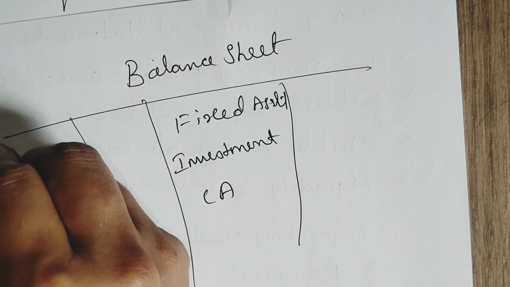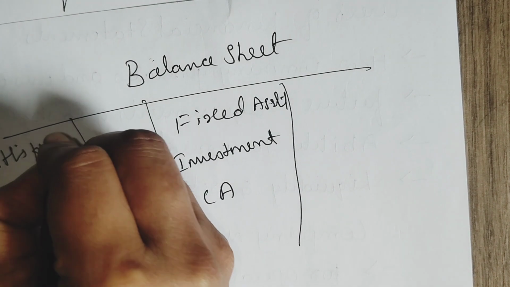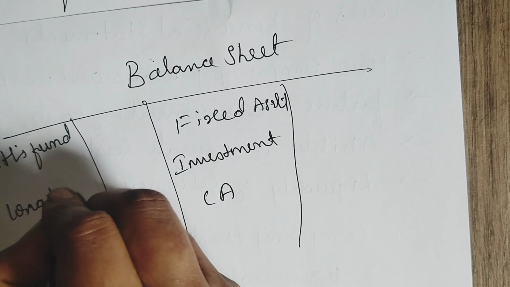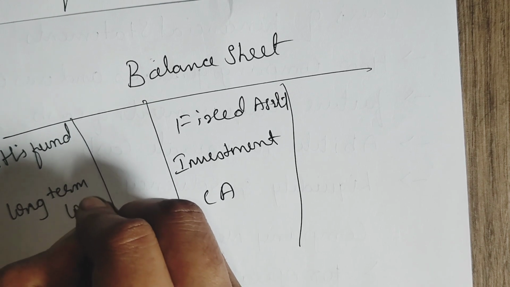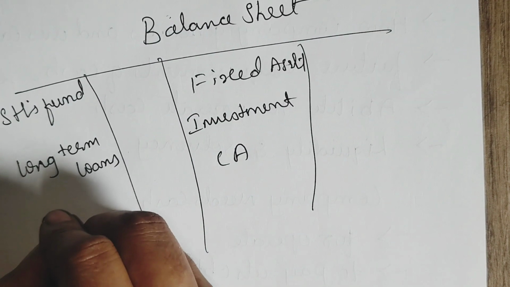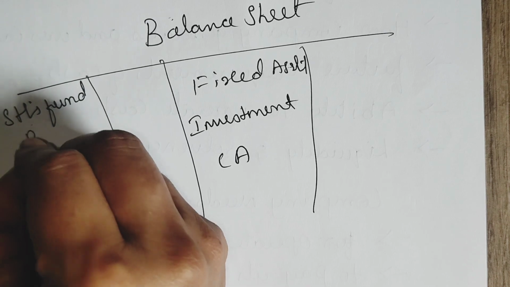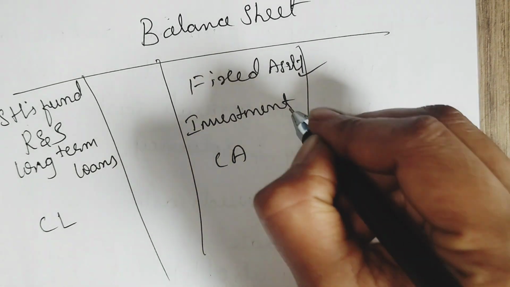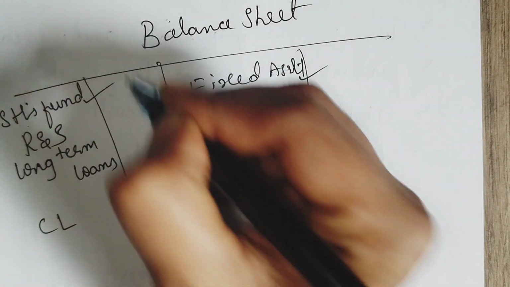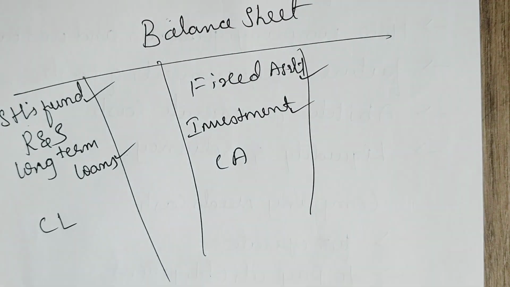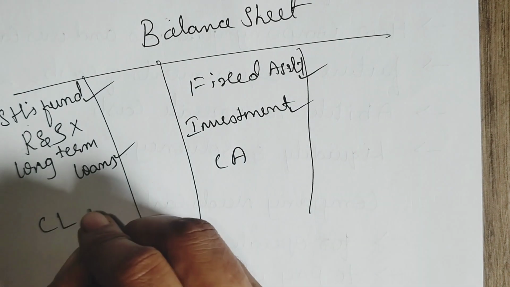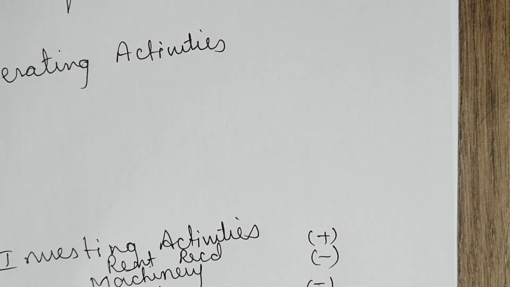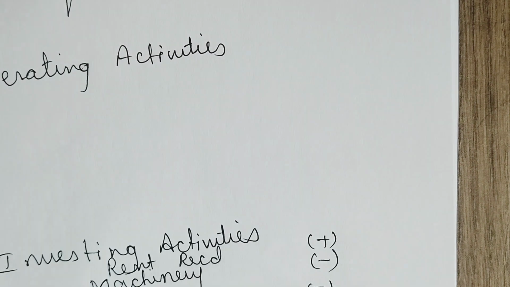Here, shareholders fund, long term loans, then current liability. Under shareholders fund, we have reserve and surplus also. This is done under investment activity. Shareholders fund is done. Loan is done. Which are remaining? Reserve and surplus, current liability, current assets. Whatever remains, you write under the head operating activity.